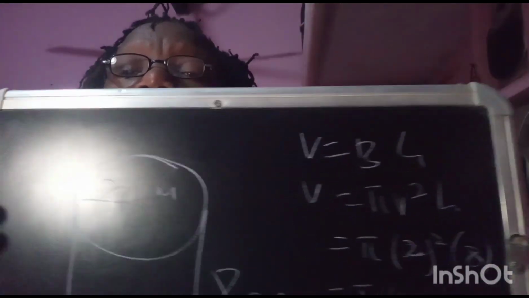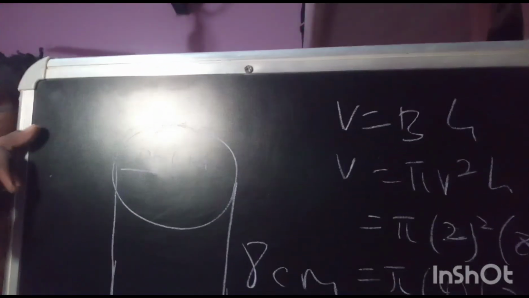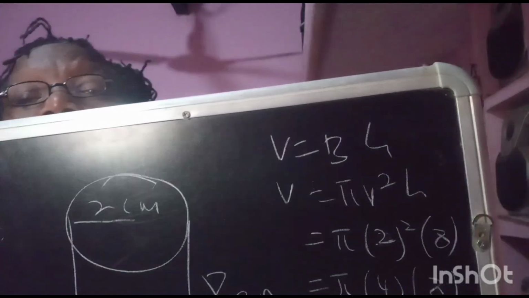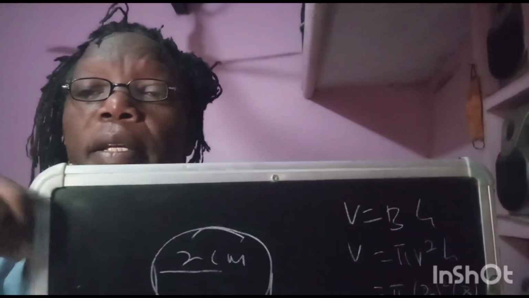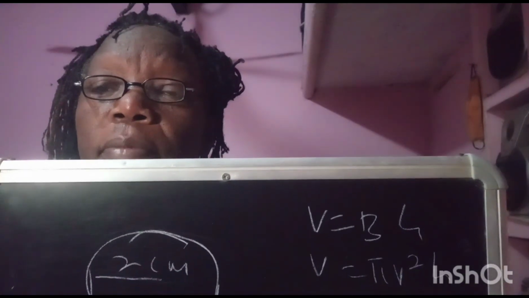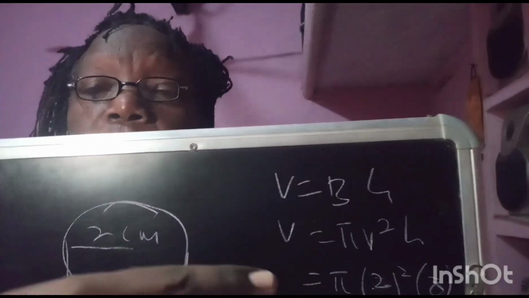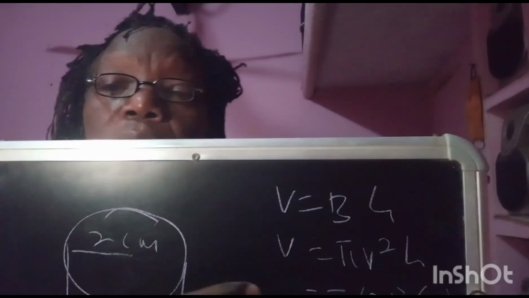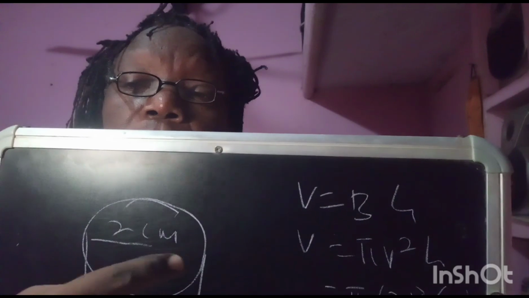Let me move closer. Volume is equal to base times height, right? Base means the area of whatever this thing is, but this is a circle. Suppose it was a cube, it would be different, but this is a circle. So that's why we say volume is equal to pi r squared h.